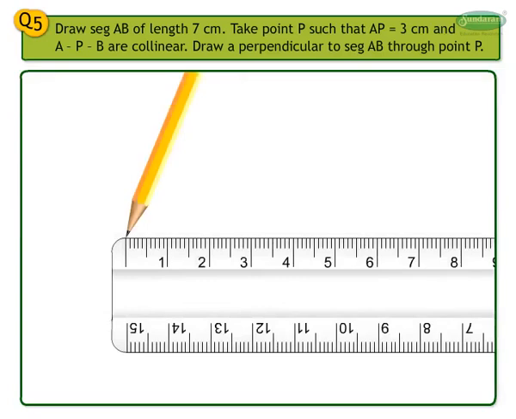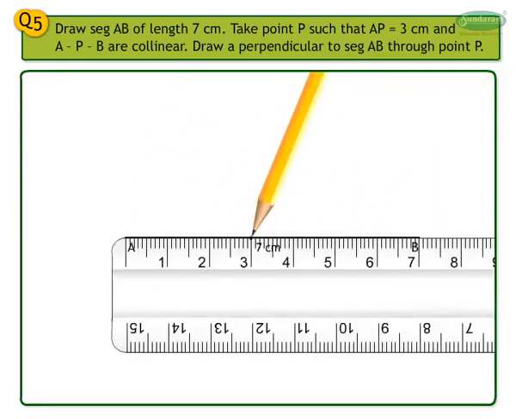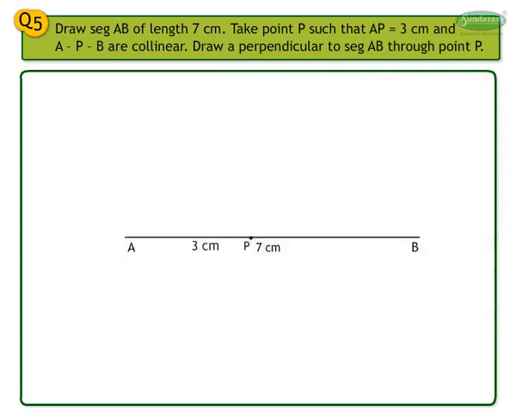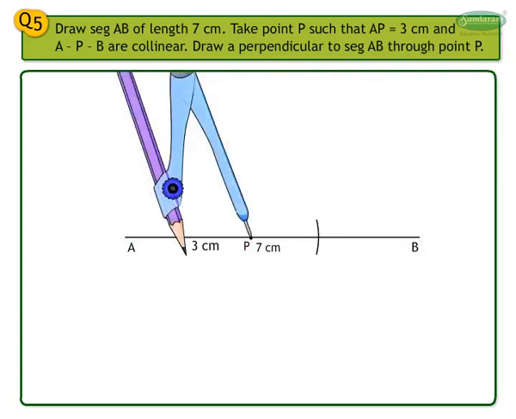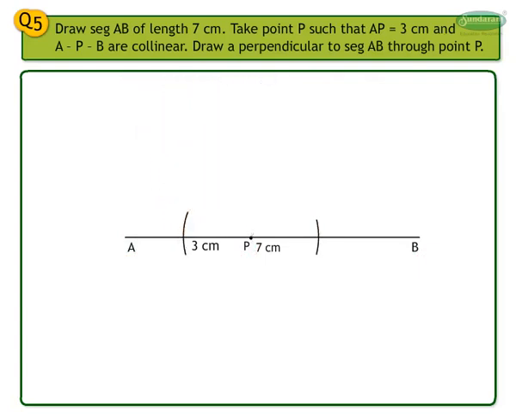Draw segment AB of length 7 centimeters. Measure 3 centimeters from point A and mark it as point P such that A, P and B are collinear points. Then take P as center and with suitable radius, draw two arcs on the segment AB. Mark them as X, Y.